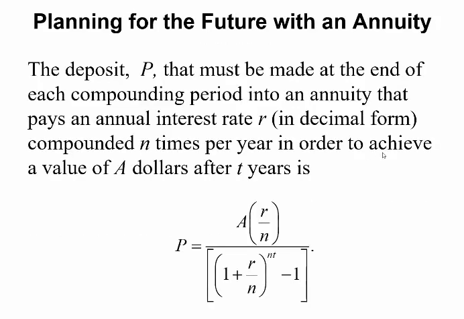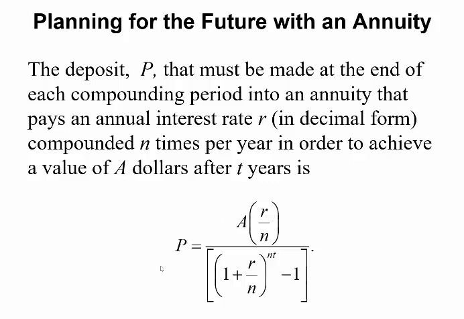Okay, let's change this up a little bit now. Suppose you have some future goal, and in this future goal, you want to figure out, all right, I want to have this much money at the end of N years, or at the end of T years. So I want to figure out how much I have to put away to meet that goal. So the deposit P that must be made at the end of each compounding period into an annuity that pays an annual interest rate of R, in decimal form, compounded N times per year, in order to achieve a value of A after T years, is given by this formula.